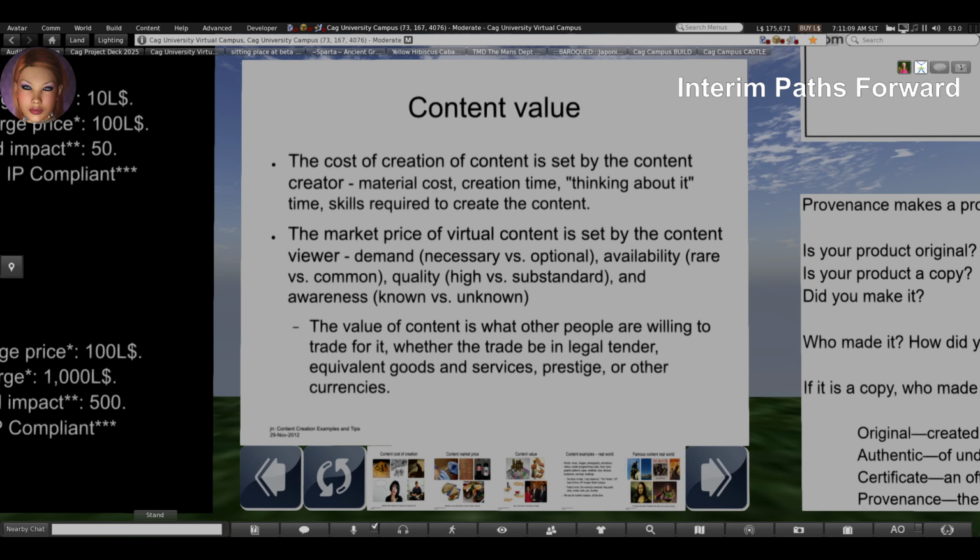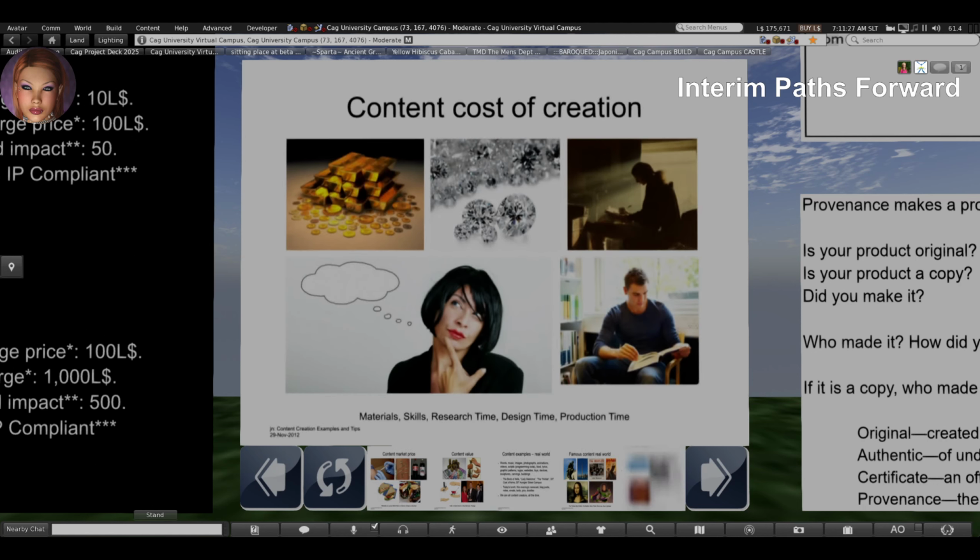The value of content comes from how much it costs to make it. The price of the content is set by the person that wants to buy it. So there are two factors here: how much effort did it take to make it, and how much is it worth to me to buy it? So these are examples of what it costs to create it.